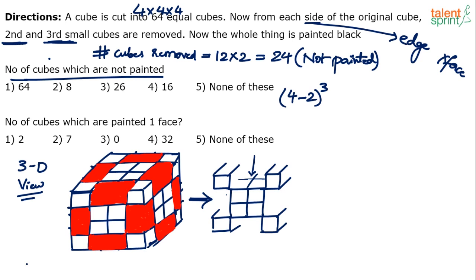To find out the number of cubes which are not painted, you have to exclude all the outer cubes from each face. So basically you are removing one cube from the right side, one cube from the left side, and similarly on the other sides. So the size gets reduced by 2. 4 by 4 by 4 will become 2 by 2 by 2. What is 2 by 2 by 2? This is equal to 2 cube, which is 8.